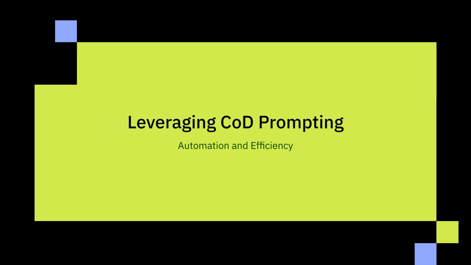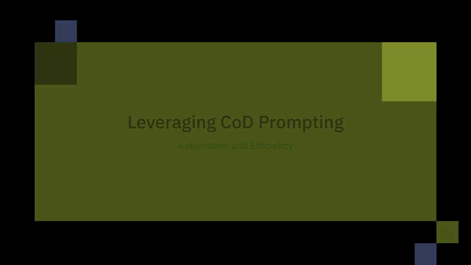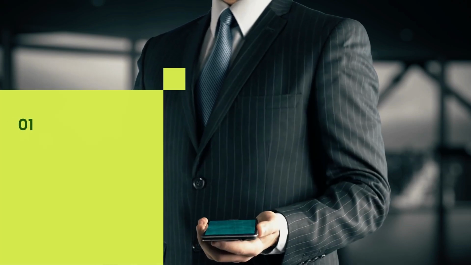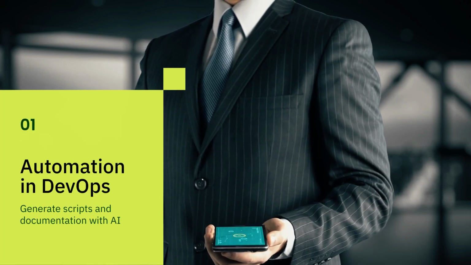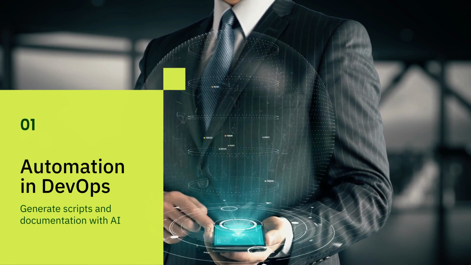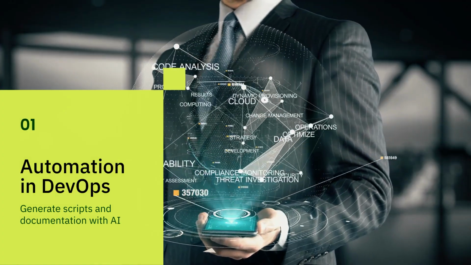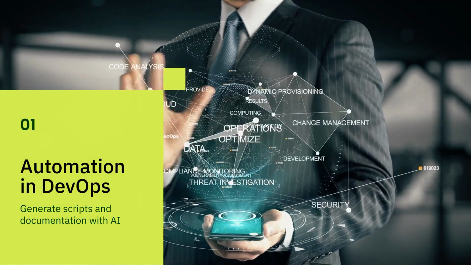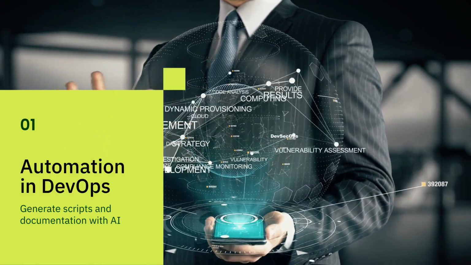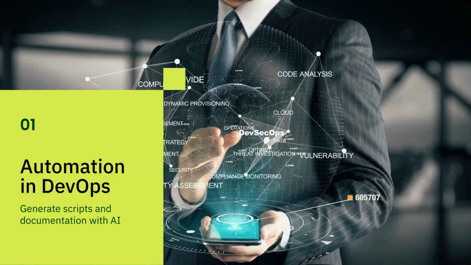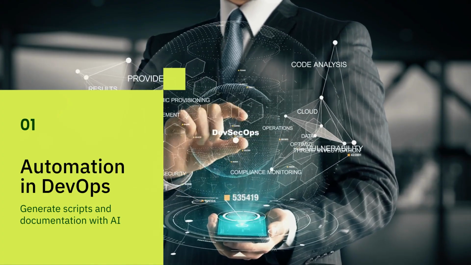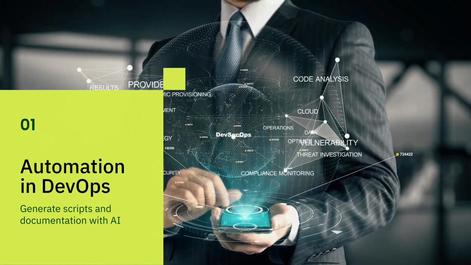Leveraging CoD prompting for automation and efficiency. In DevOps and cloud environments, automation is key. CoD prompting can help engineers generate precise scripts, configuration files, and operational documentation with minimal manual intervention. Instead of manually tweaking AI-generated outputs, engineers can guide AI models to produce well-structured responses that fit seamlessly into existing workflows.